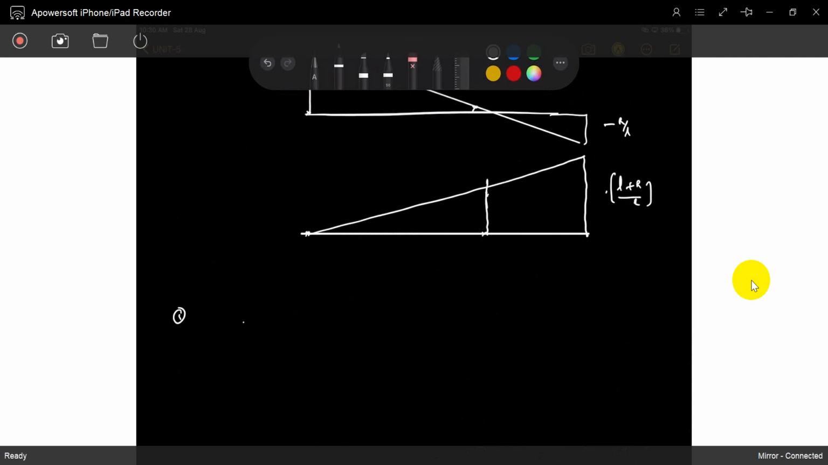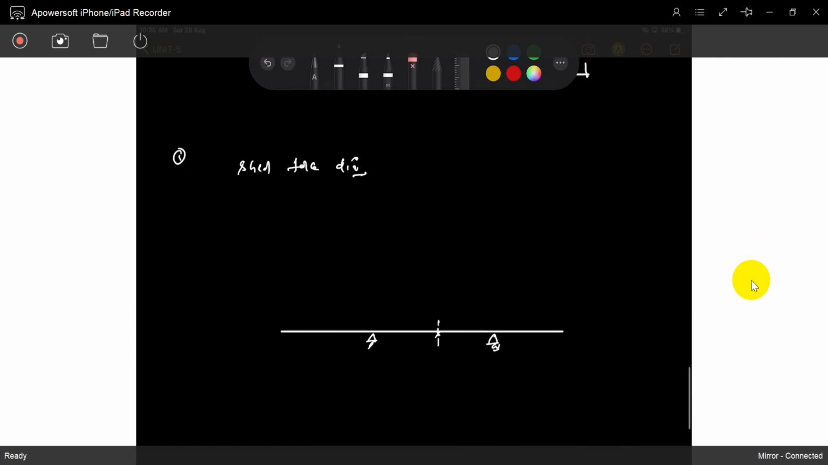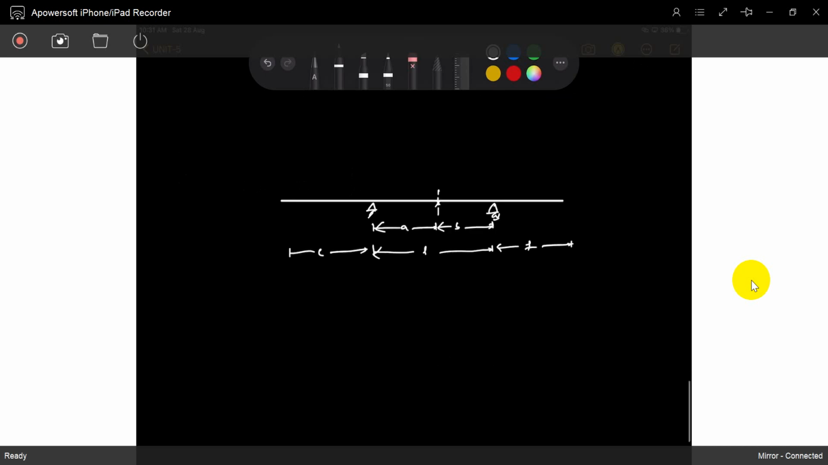Shear force diagram. Same principle. Same overhanging beam. I want the shear force at this location. So this is A, this is B, and the total length is L. This is E, and previously I said this is F. So we want the shear at C.